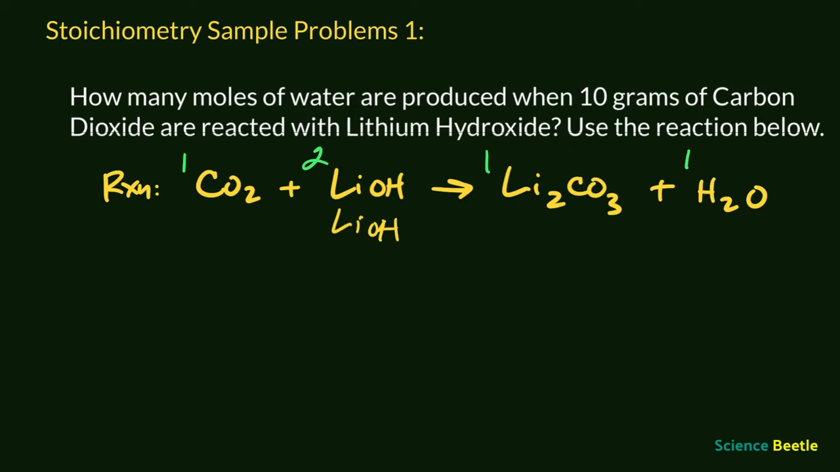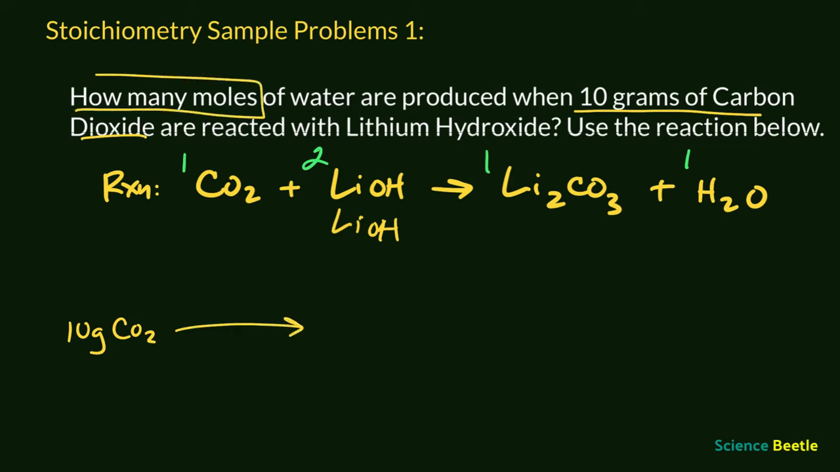And so you notice here that you actually start with 10 grams of the carbon dioxide. And so that'll be our first step. And so we're going to have 10 grams of CO2, and we want to convert this all the way to, according to this, we want to know how many moles of the water. So we want to know some number of moles of H2O.